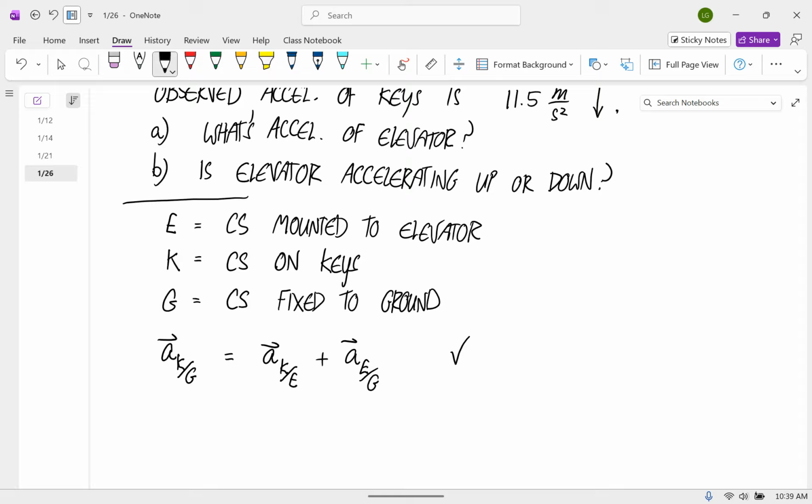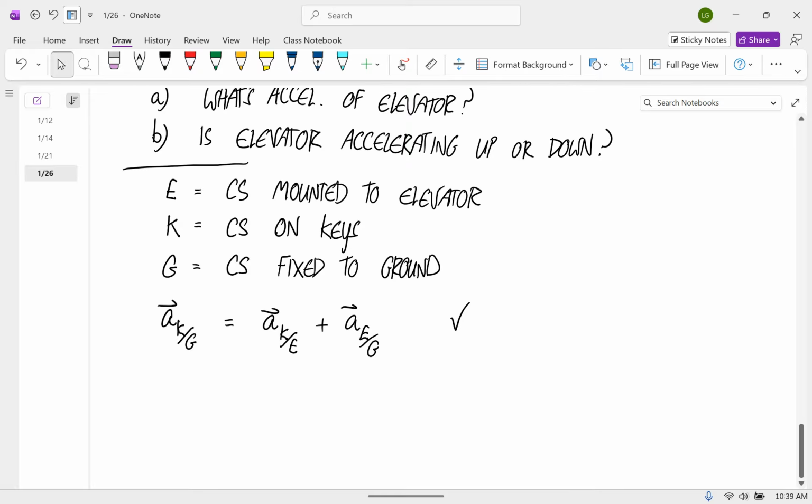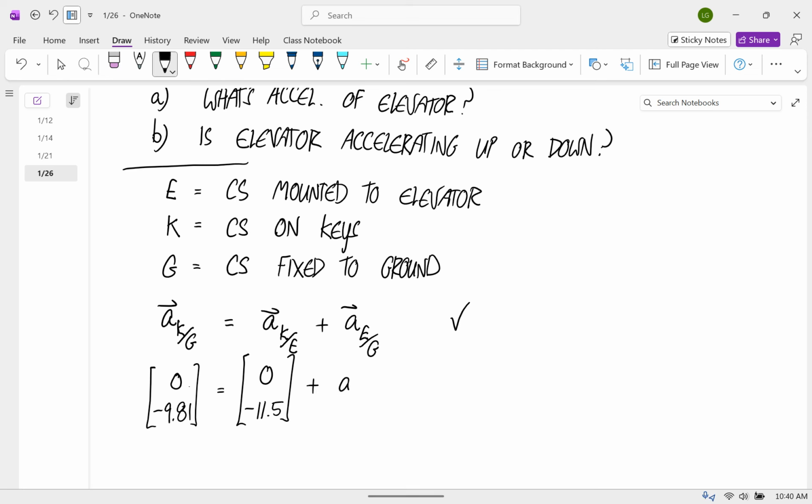Okay. And now let's start putting this stuff in. So do we know anything about the acceleration of the keys relative to the ground? Yeah, that's free fall. So we know that's 0, negative 9.81. Do we know the acceleration of the keys relative to the elevator? Yep, that's what we're given. So that's 0, negative 11.5. And then we have this.